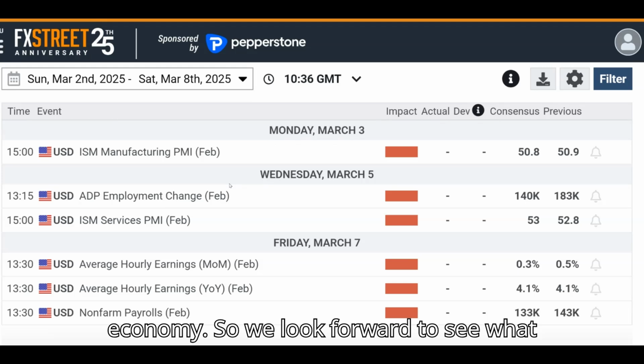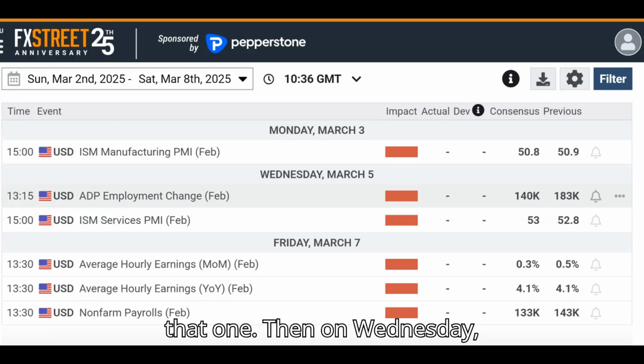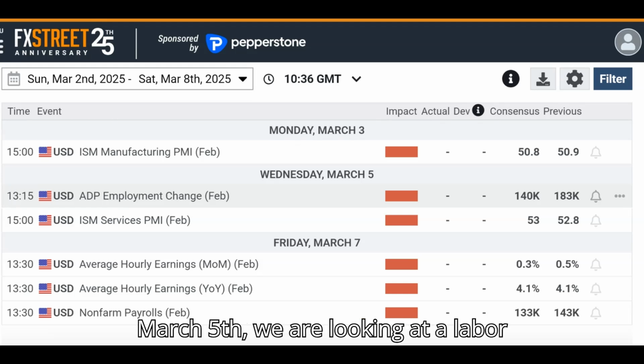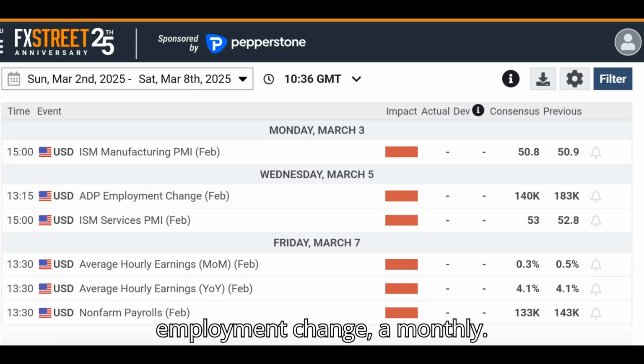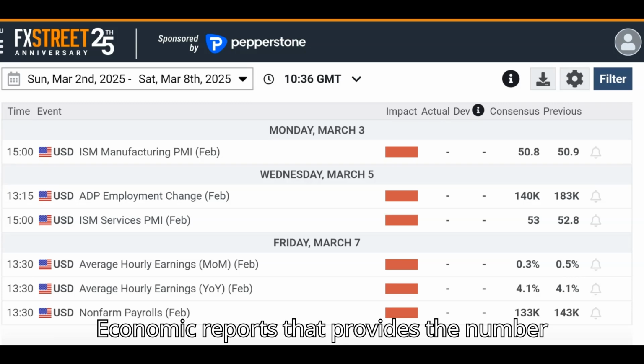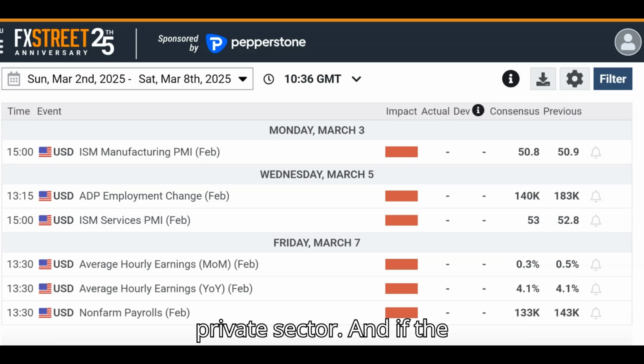So we look forward to see what the actual data is going to be like on that one. Then on Wednesday, March 5th, we are looking at labor-oriented data, that is the ADP employment change, a monthly economic report that provides the number of new jobs added in the United States private sector.